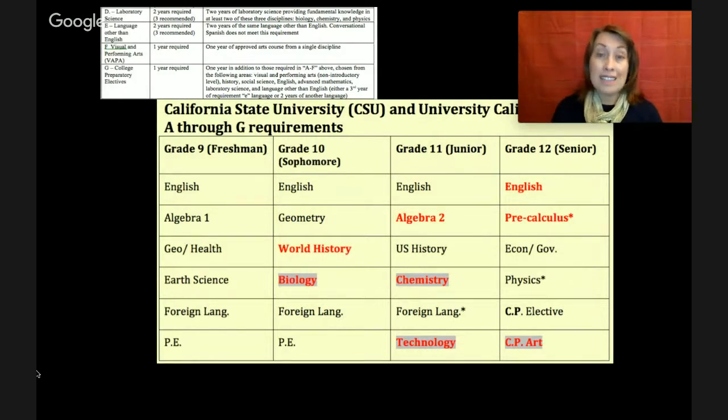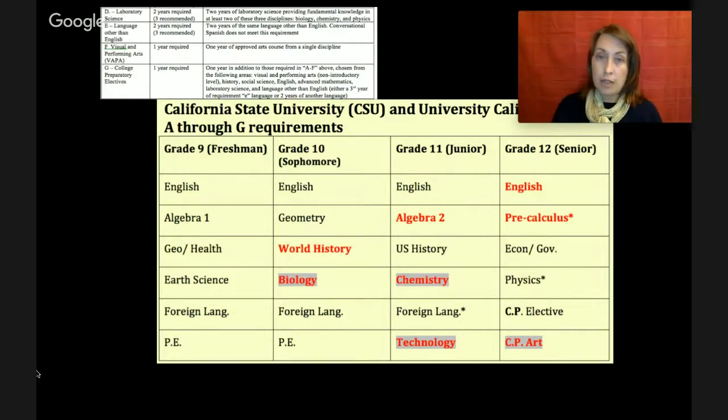You also want to get in that technology class, which would count as an elective, because the technology class you need in order to get the high school diploma. So you don't want to skip technology because it's required for your high school diploma. You have to meet the high school requirements, and on top of that, the A through G requirements. And the last one is a college preparatory elective, and you'll see under 12th grade, I have that written down as CP elective.